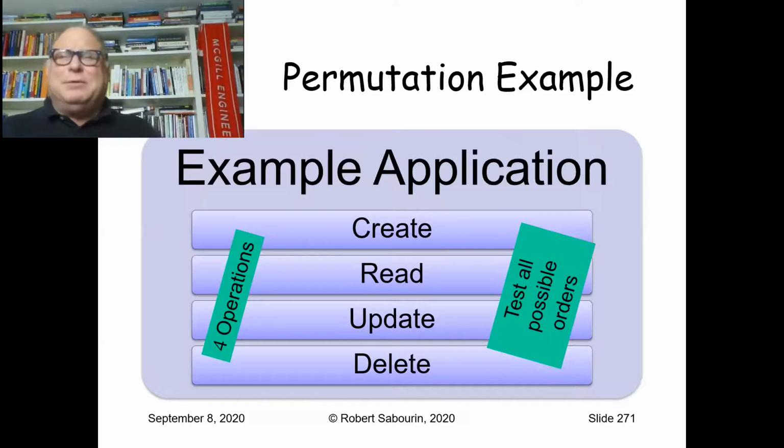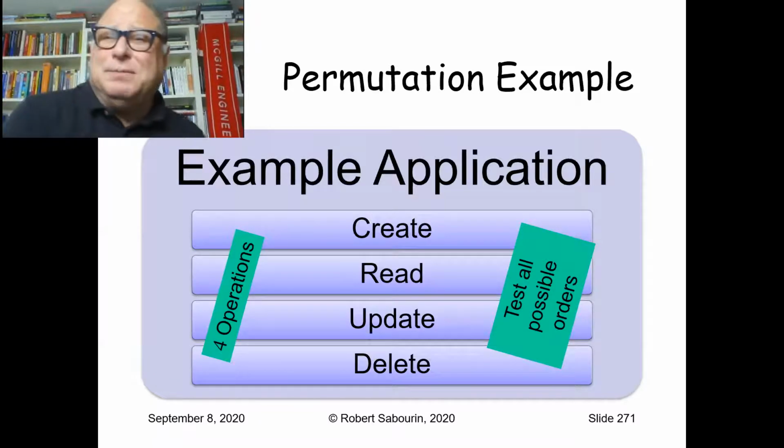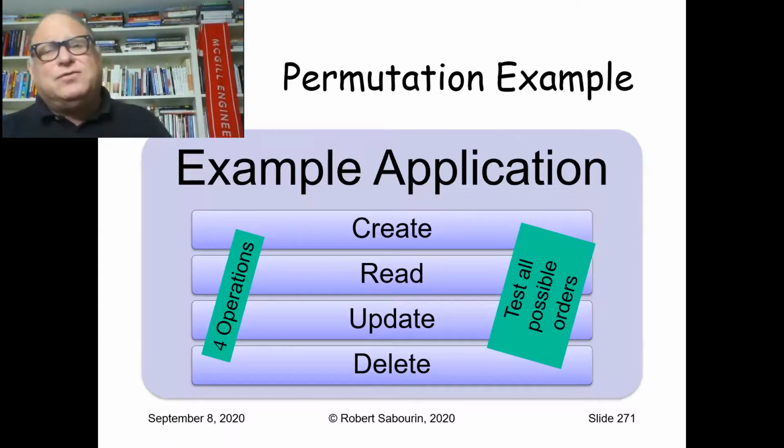Let me give you an example of permutation. Permutation is pretty simple. Let's say you have an application that has 4 possible operations. Create an object, read an object, update an object, delete an object. And this is your basic CRUD set, right?